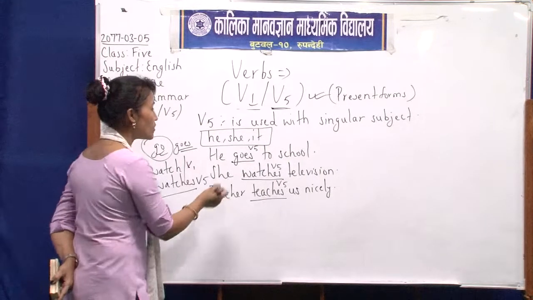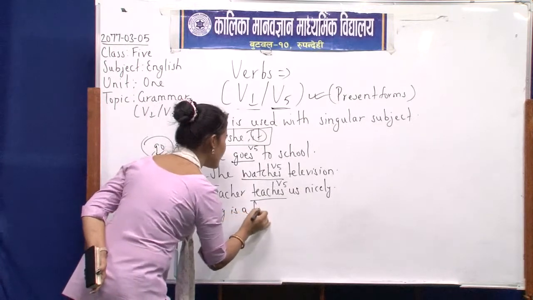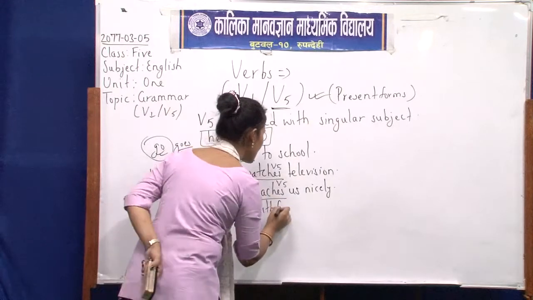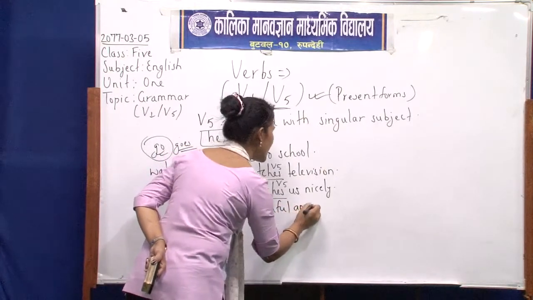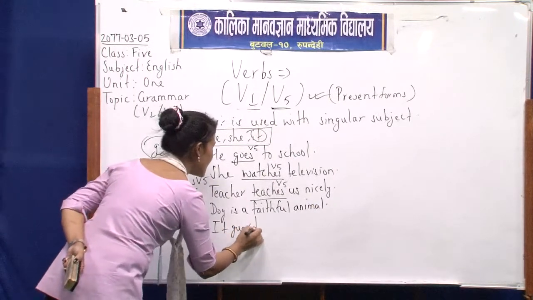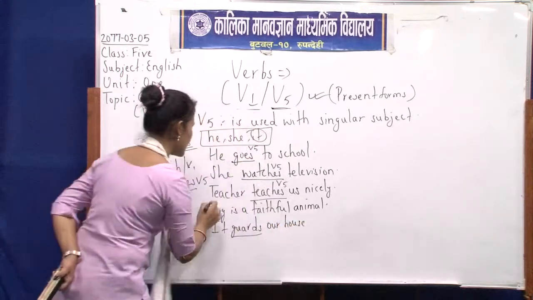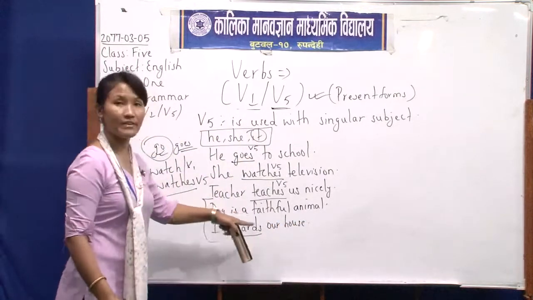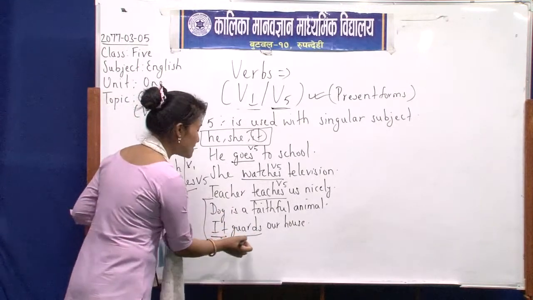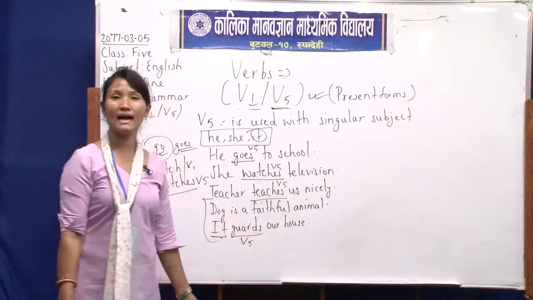Okay, now one more using it. Dog is a faithful animal. It guards our house. Now see here. Dog is a faithful animal. It means dog, right? So here it also takes what? Verb 5. It guards our house.